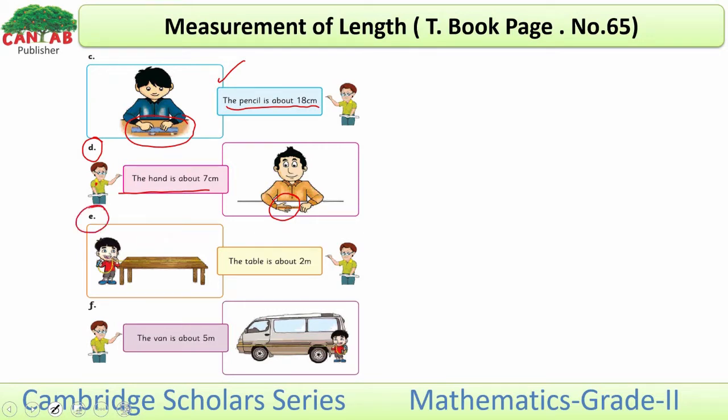Now in part D, the table is about 2 meter. We use measuring tape to measure the length of the table. Similarly, we use measuring tape to measure the length of van. The van is about 5 meter.